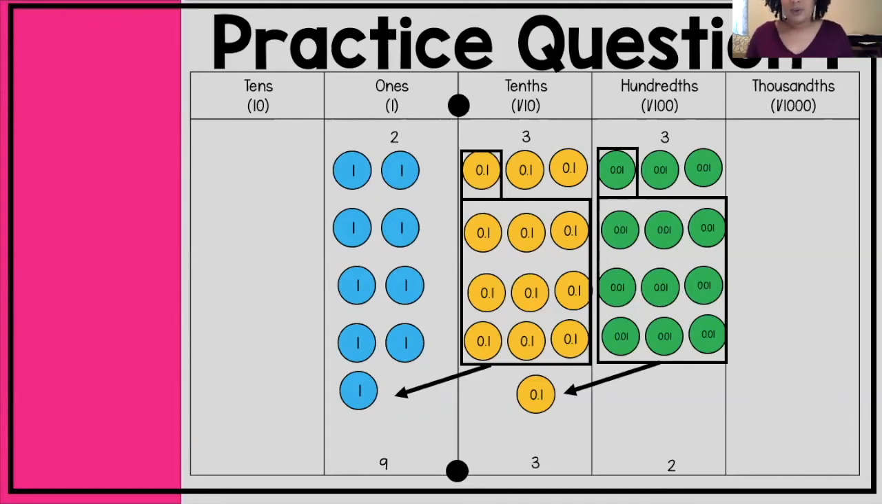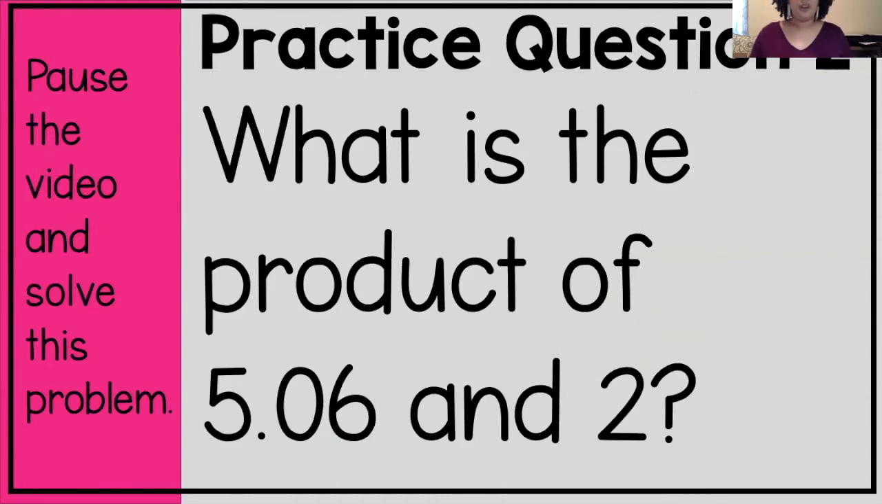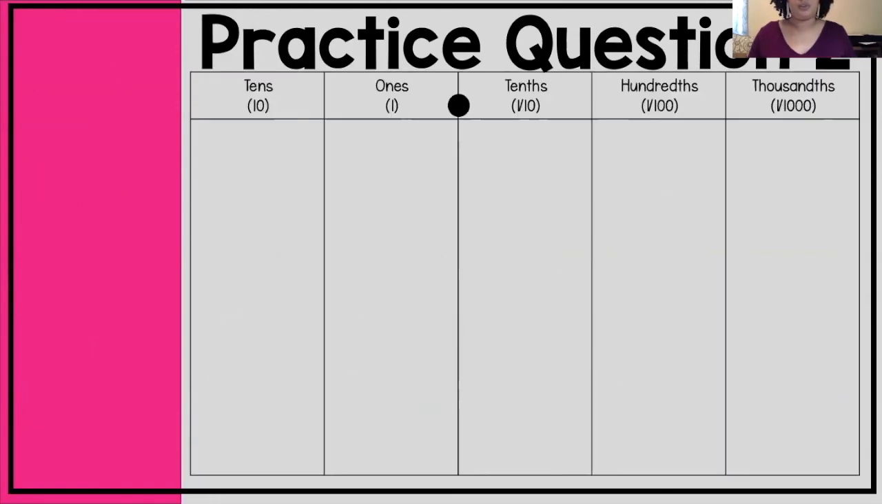Let's get ready for practice problem number 2. What is the product of 5 and 6 hundredths and 2? I'm looking for the product of 5 and 6 hundredths and 2. So let's get started. My number is 5 and 6 hundredths.